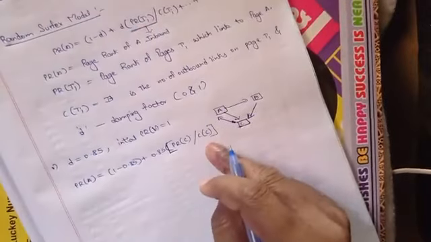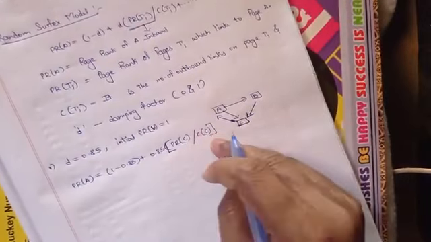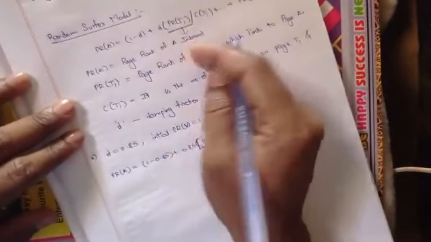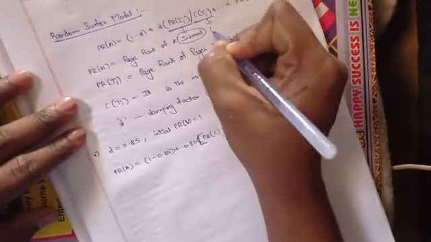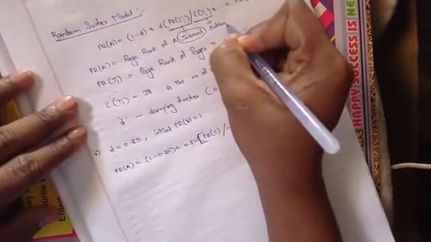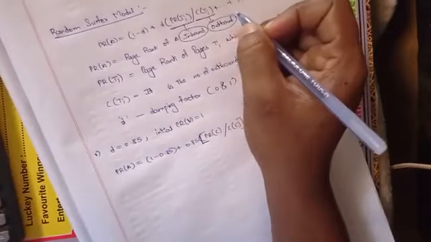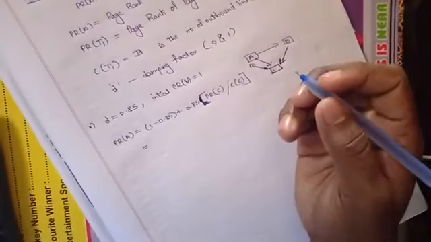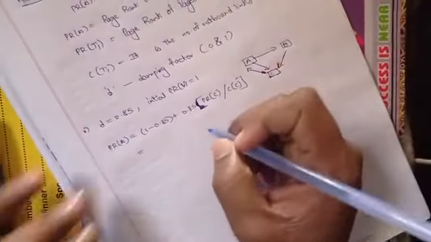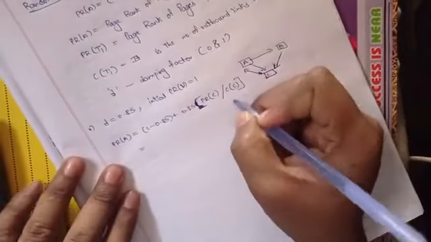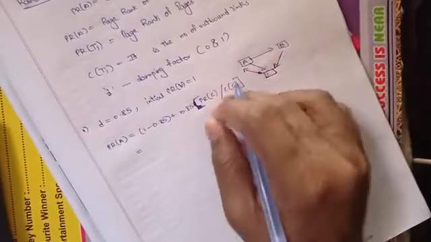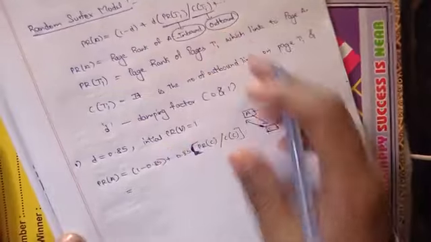I hope you get it. How did I write the formula? Here PR of T is the inbound edges, and C of T is the outbound edges. So PR of C is the inbound and C of C is the outbound vertices, the outbound edges.